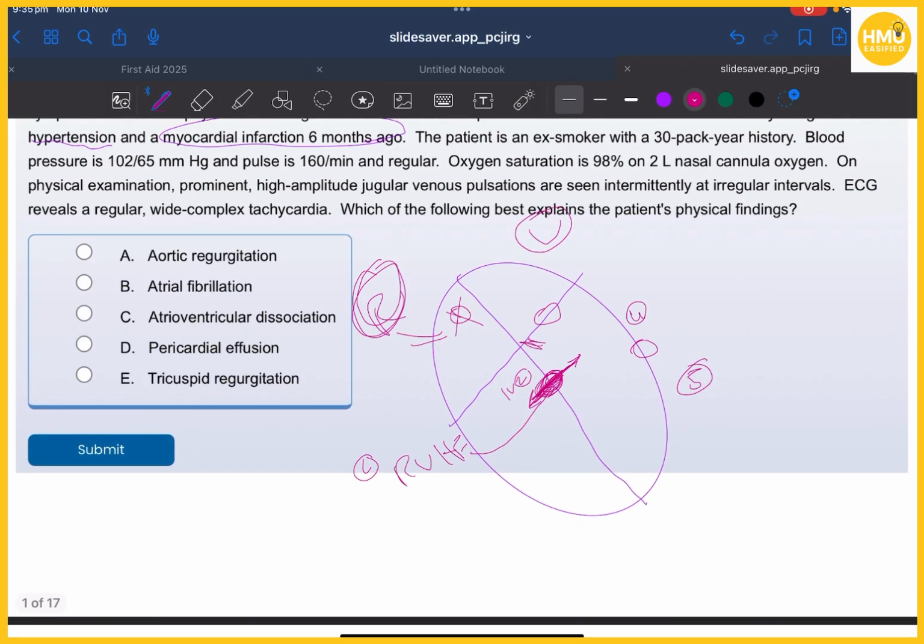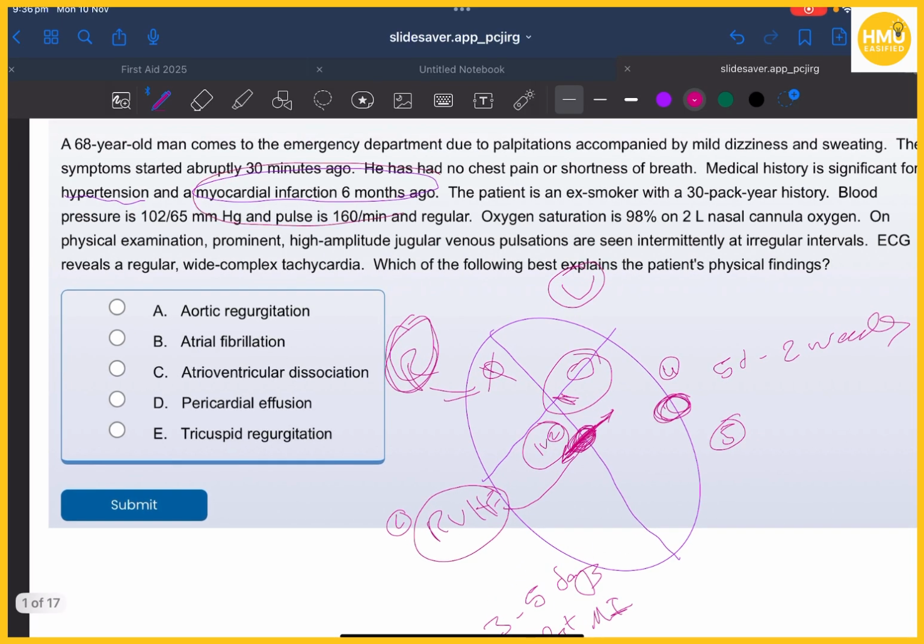Now, why do I say that? Because the first complications, as I mentioned, right ventricular heart failure, interventricular rupture, papillary muscle rupture, actually happen 3 to 5 days post MI, whereas the free ventricular rupture will happen 5 days to 2 weeks. Now, this patient had MI 6 months ago, which is revealing that it's not one of those.